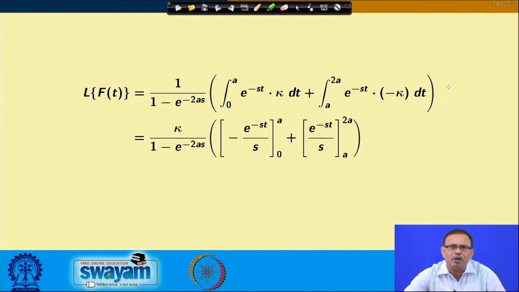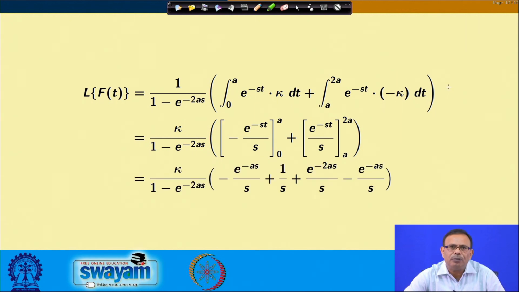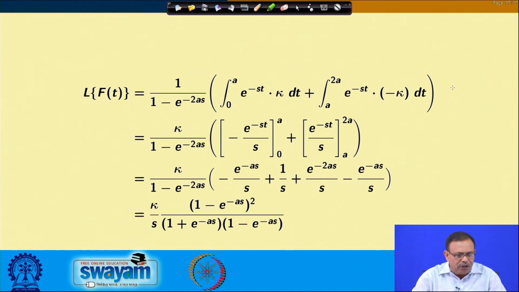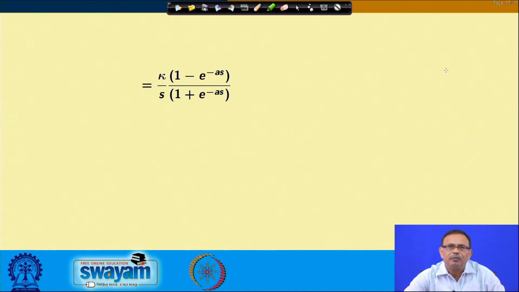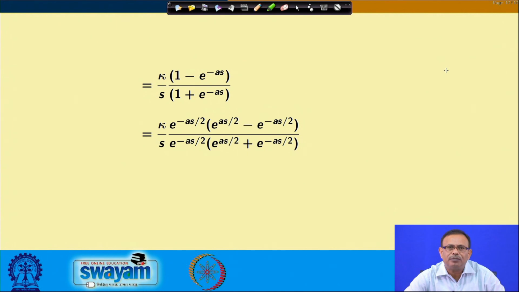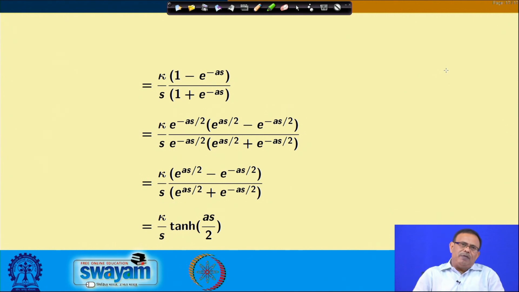Now, again the rest of the process is the evaluation of the integrals only, and finally, you will obtain this particular result over here. And if you further evaluate this, I can just simplify. These are the simplification processes. It is going on simplification of these terms, and ultimately in a very compact form I can write down that for this particular function the Laplace transform is k by s into tanh(as/2).